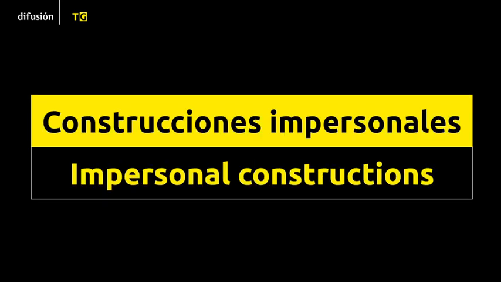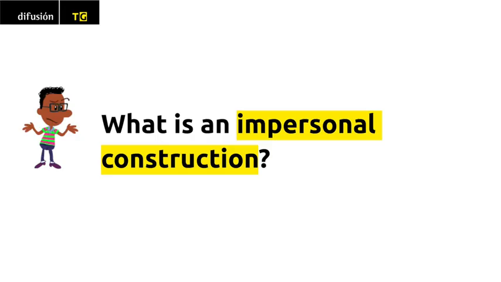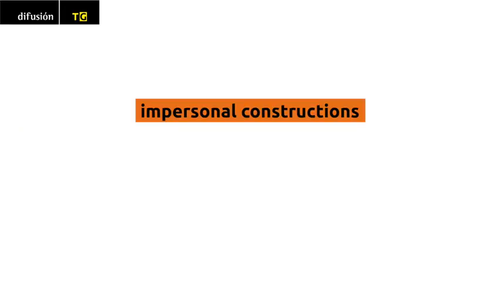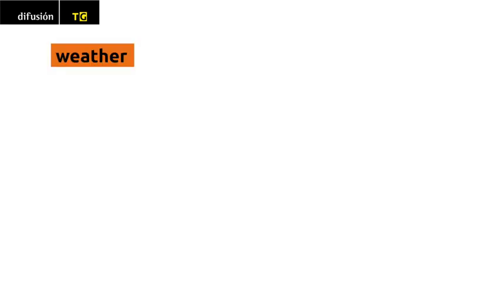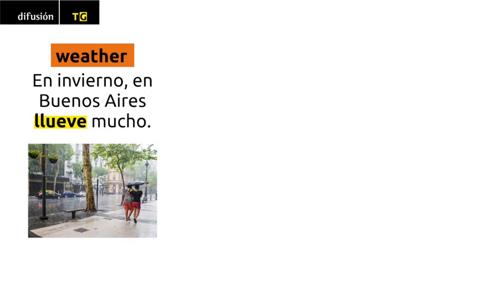Construcciones impersonales. Impersonal constructions. What is an impersonal construction? Impersonal constructions are sentences that have no identified subject. A good example of impersonal constructions are structures we use to talk about the weather. En invierno, en Buenos Aires llueve mucho.